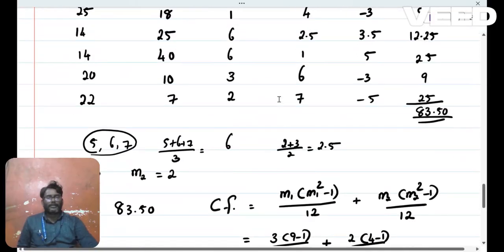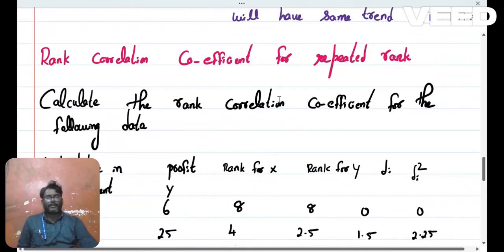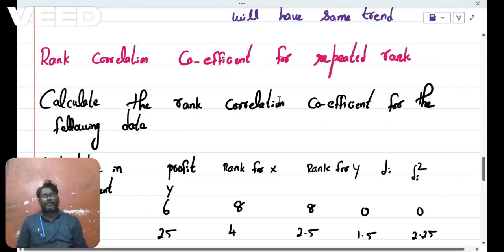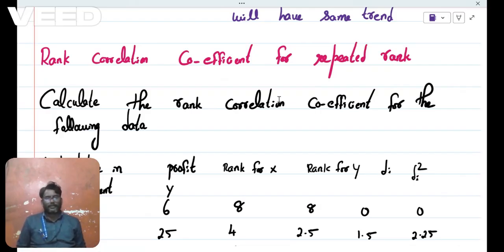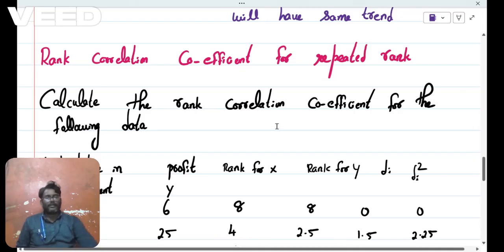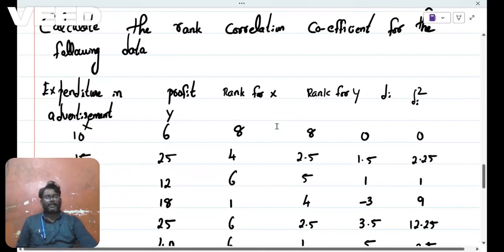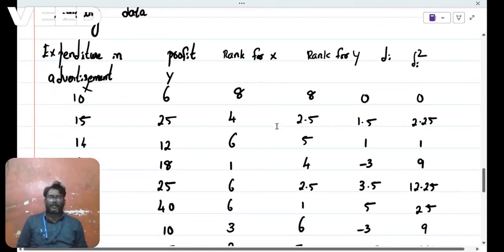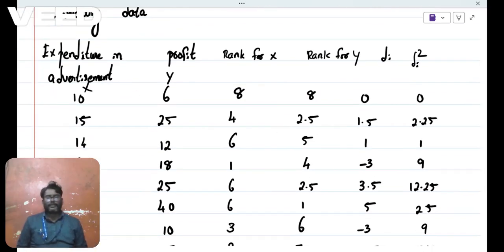Once again, I explain the same problem for the repeated rank. Now we are going to compute the rank correlation coefficient for repeated rank. So we'll take this problem as an example. Calculate the rank correlation coefficient for the following data. Here, expenditure for the advertisement and profit was given as X and Y. We will write the given values X and Y column-wise. So X will denote the expenditure in advertisement and Y denotes the profits.